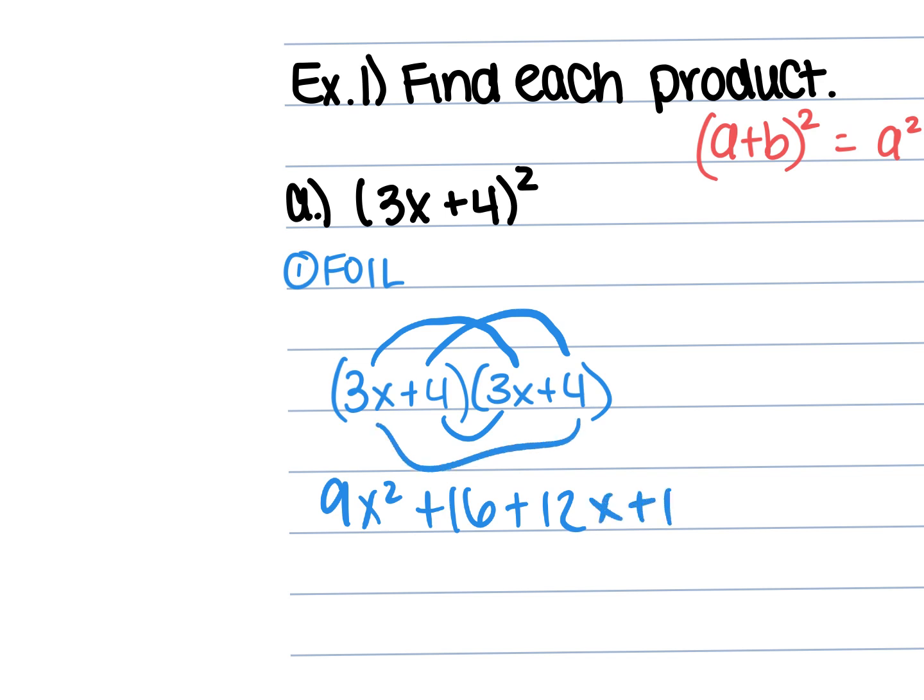Very good. Do you guys notice something? What's the same after I distributed? 12x. Do you see how that middle term, that 12x, is the same? That will always happen in this method. That's why we can just multiply that by 2. Karen, what's your question? Yes, you can go ahead, okay?